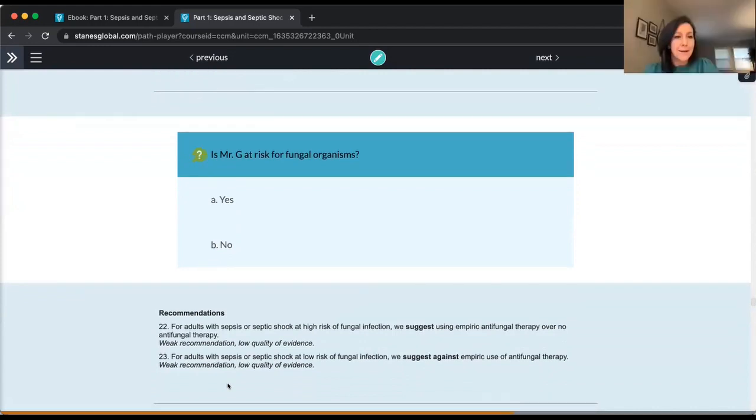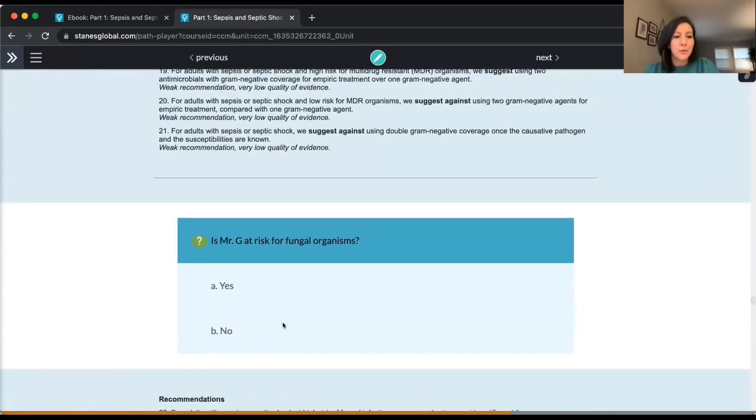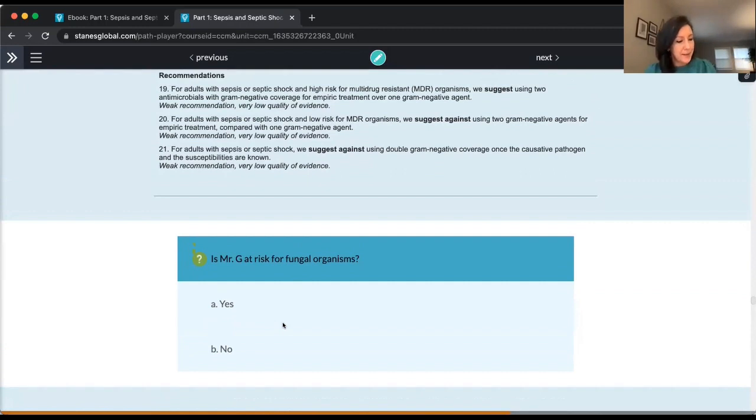Rediat, do you mind asking this next question and going through the 2 recommendations that follow? Okay. Is Mr. G at risk for fungal organisms? A, yes, and B, no. So you can respond in the chat box. I think people are tending to use the poll more now that they understand it, which is great.